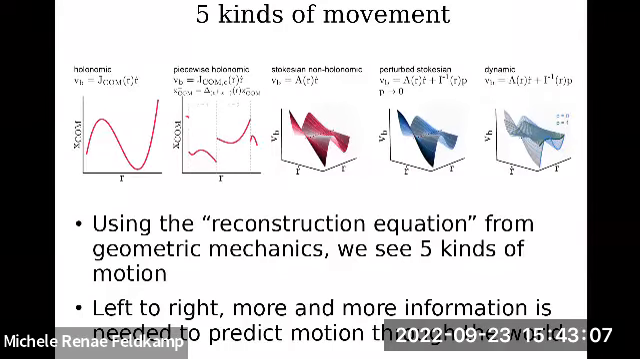So let's first talk about where that reconstruction equation, which is this kind of movement, lives in the land of different kinds of movement. The simplest kind of movement is actually holonomic. That's what you get from robot arms. There's a map between the shape and the location of the center of mass.